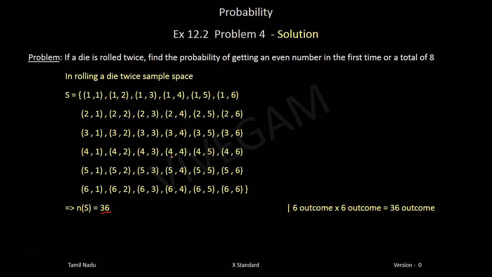Now we have to select all the outcomes which are favorable to event A, which is getting an even number. The first number is an even number. So here the first number in this row is all 1.